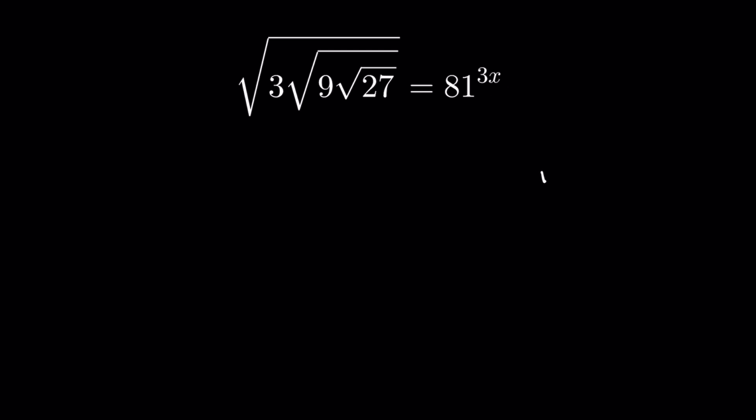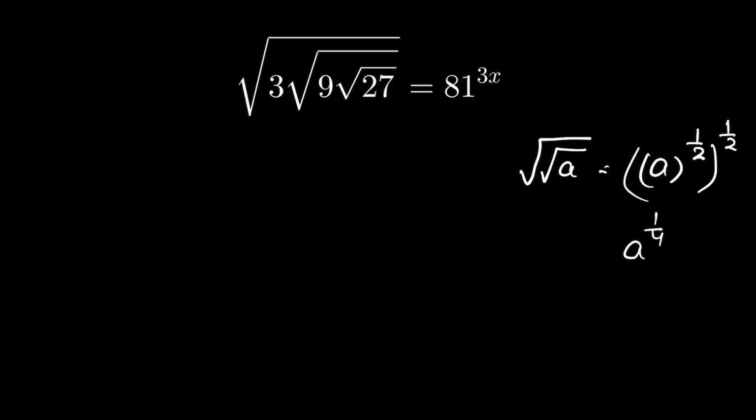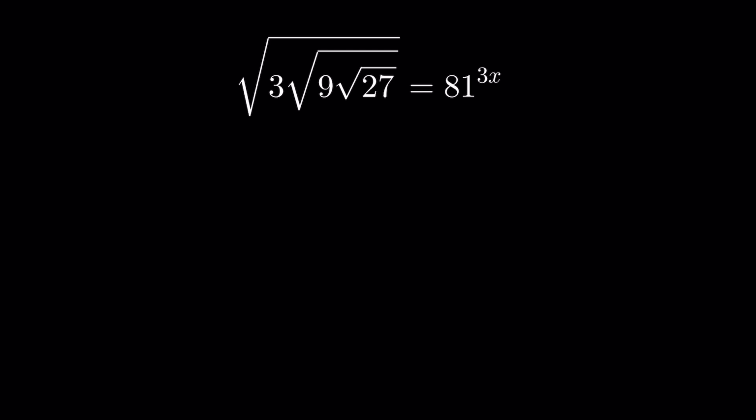Now when a is under a square root, it means a is raised to the power of 1 upon 2. And when a is under a square root, again under a square root, it means a is raised to the power 1 upon 2, then again raised to the power of 1 upon 2, which means a is raised to the power of 1 upon 4, like this. So using this property we can solve.